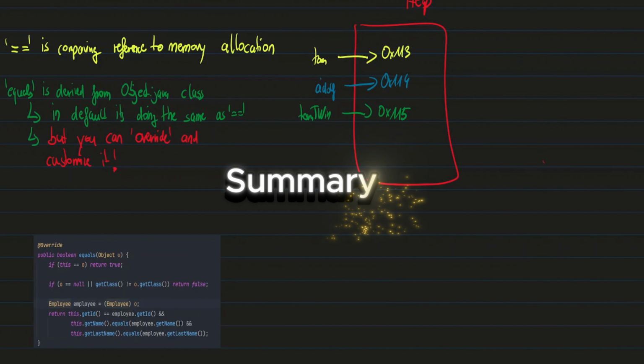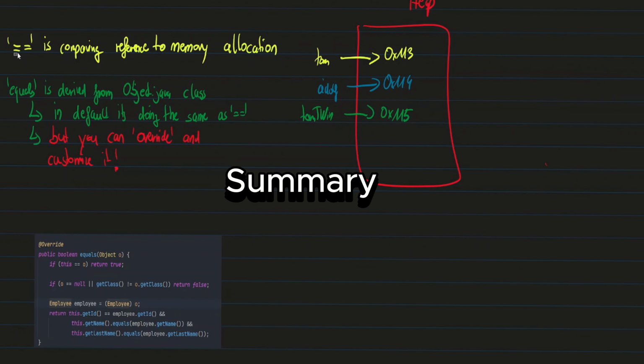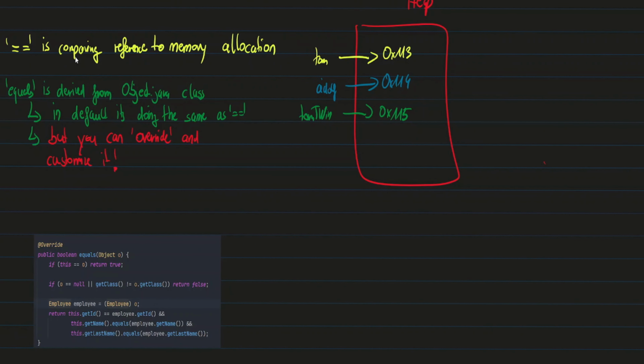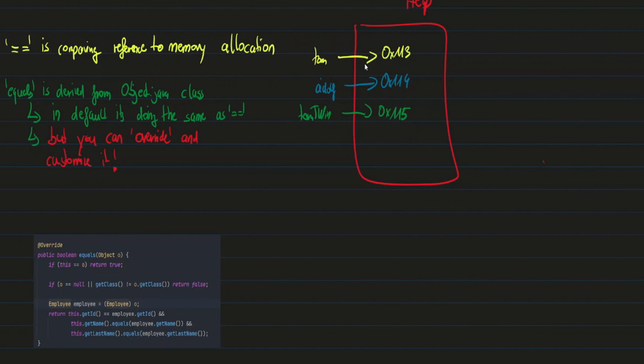So let us summarize our results. Here you can see that the equal sign is basically comparing the reference to the memory allocation on the heap, on your hardware, on your laptop. You can see here we have Tom, who is on 0x113, Adolf, who is on 0x114, and Tom Twin, who is on 0x115. So actually, Tom Twin and Tom are different, right? They are in different memory allocation. If we compare them with the equal sign, it will be false.